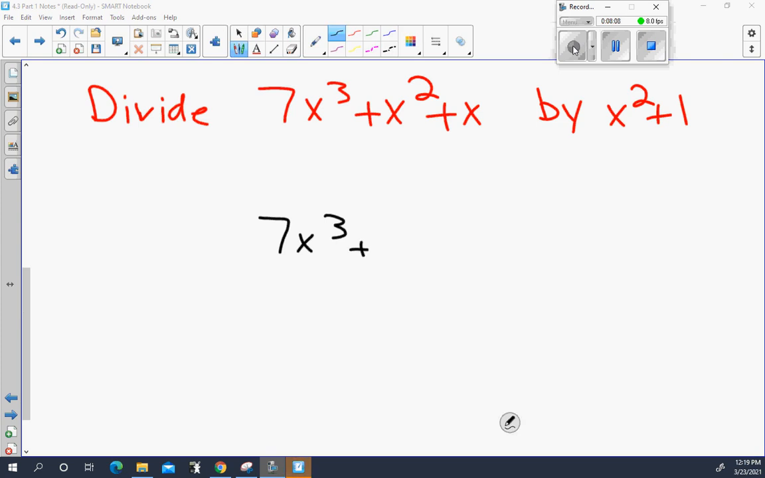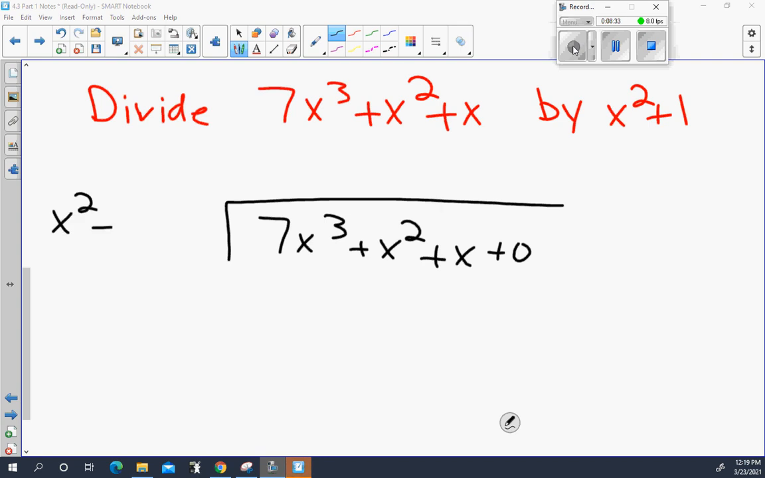Plus x squared, which is good, plus x. Then I'm going to write plus 0, okay? And you'll see why. It makes dividing a whole lot easier. We're going to be dividing that by x squared plus 1. Well, we're missing an x, right? We have x squared, but we don't have x. So I'm going to say divided by x squared plus 0x plus 1. This will make dividing a whole lot easier and less confusing.